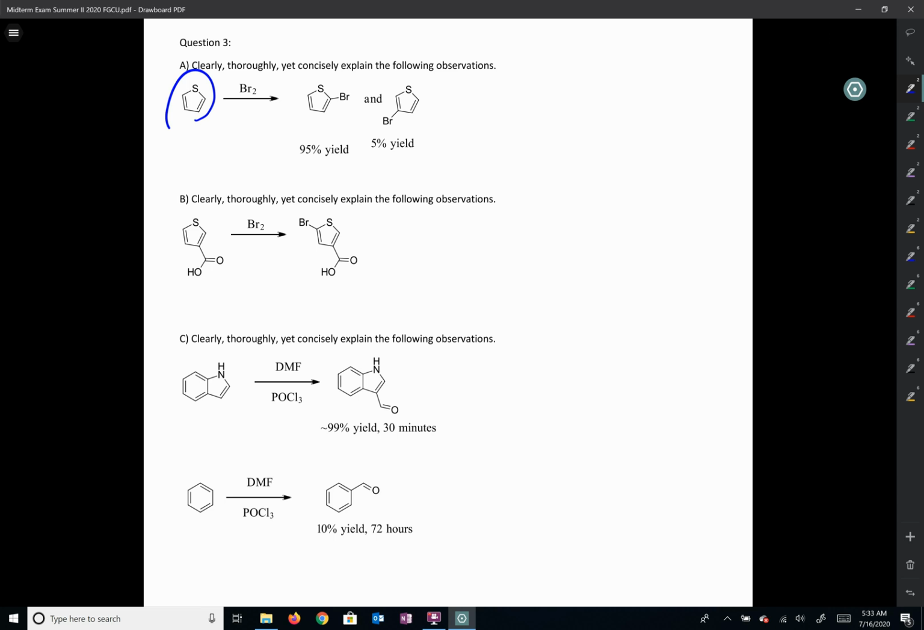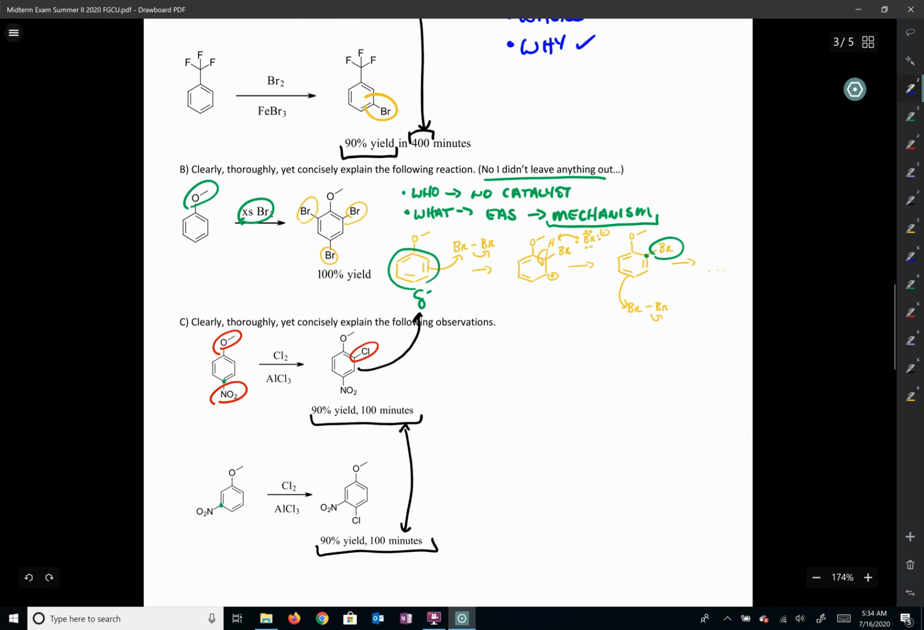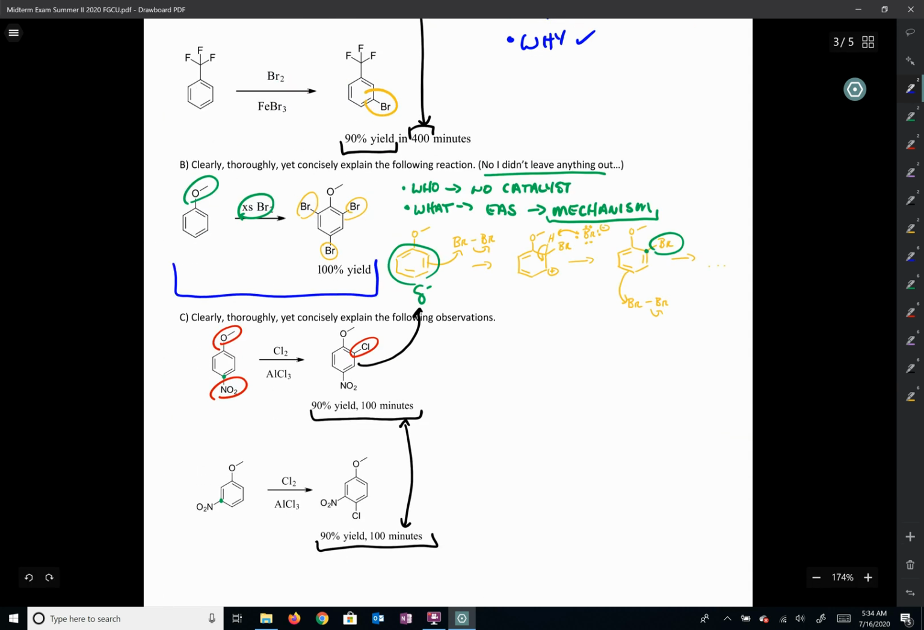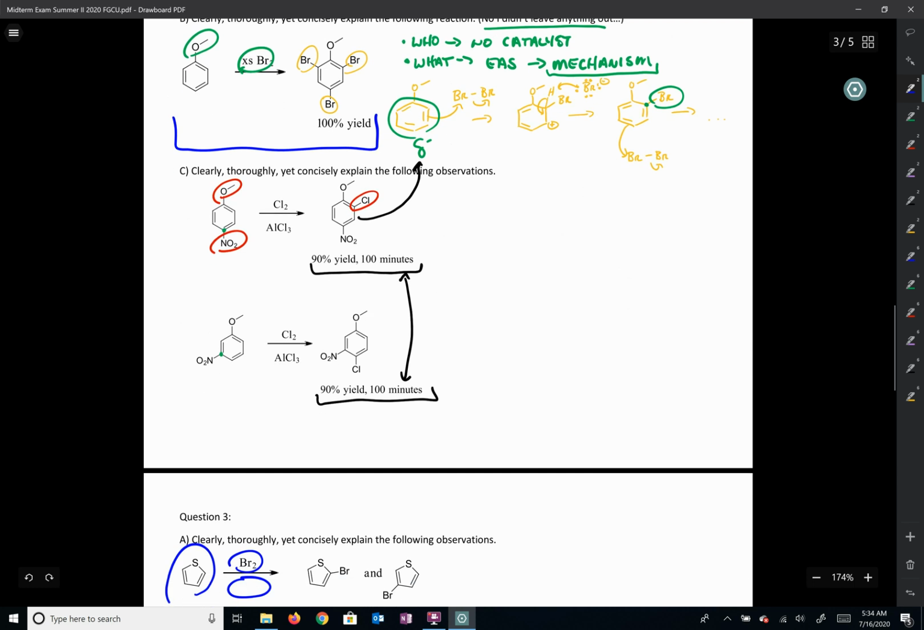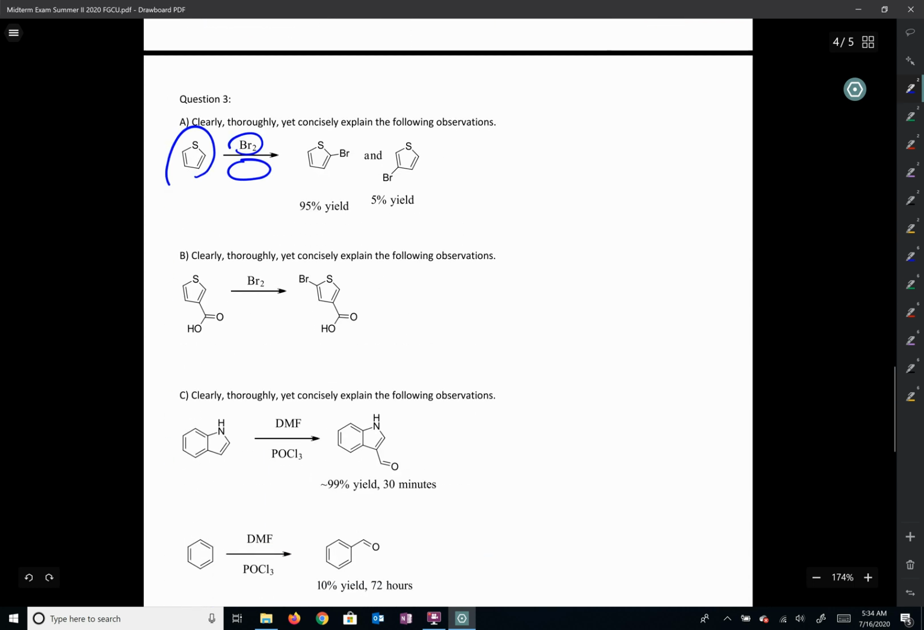So something to discuss would be, definitely mention that this is still an aromatic compound, and we are still doing an electrophilic aromatic substitution, right? We're adding bromine, but again, no catalyst. So what would that tell you about this aromatic system? Well, it'd be highly activated, right? Just like what we talked about with this question. We don't need a catalyst for it to be able to attack that bromine.